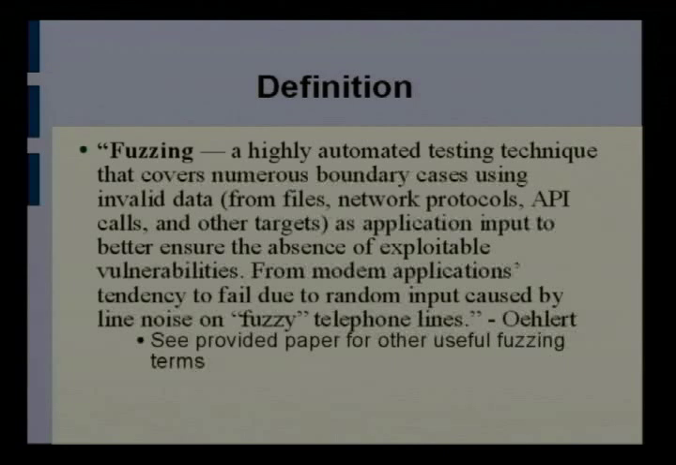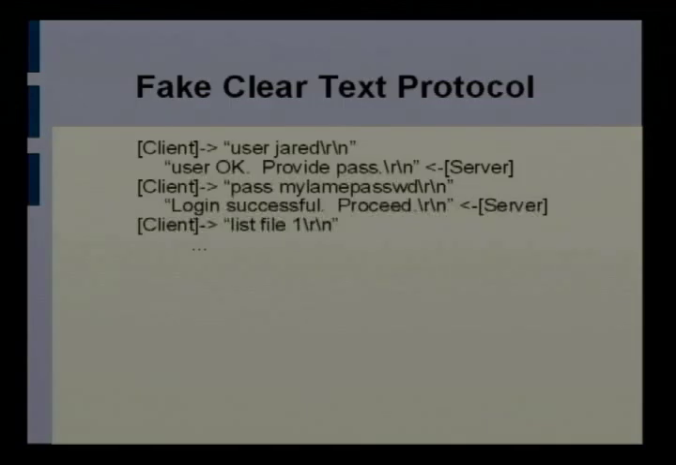Peter Oehlert, formerly of Microsoft, says it's a highly automated testing technique that covers numerous boundary cases using invalid data from files, network protocols, API calls, and other targets as application input to better ensure the absence of exploitable vulnerabilities. And the word fuzzing comes from 1990 with Barton Miller. A lot of people apparently say, I can't attest to this personally, that it came from modem application tendency to fail due to random input caused by line noise on fuzzy telephone lines. So he did some research in 1990.